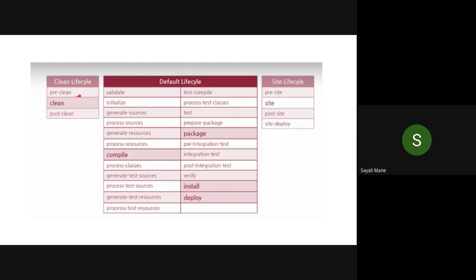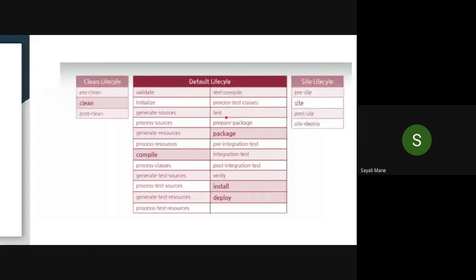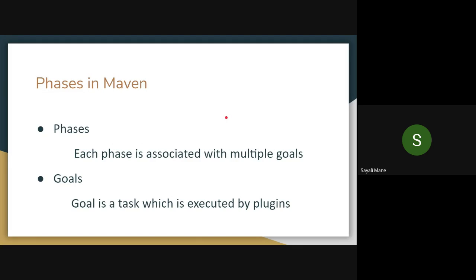Now you know the life cycle and the phases. It is divided into three parts: the clean life cycle, the default one, and the site life cycle. In the default life cycle, a total of 27 phases are there. In the clean life cycle we have three phases, whereas in the site life cycle we have four phases. This part we have already done in the previous lecture. I'll go to the next slide. Phases also we have done.